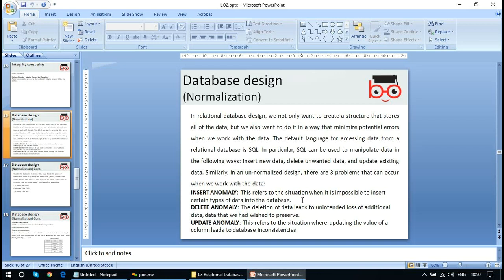So now let us try to give highlights. When you are trying to insert, you will have some problem. When you are trying to delete something, then unintentionally something else is deleted. Then the update anomaly refers to the situation where updating the values of a column leads to database inconsistencies. Superficially, can you imagine that the two are common? For example, if you wanted to delete one thing and it caused a problem in other things.